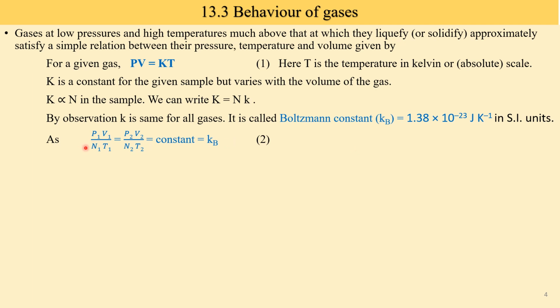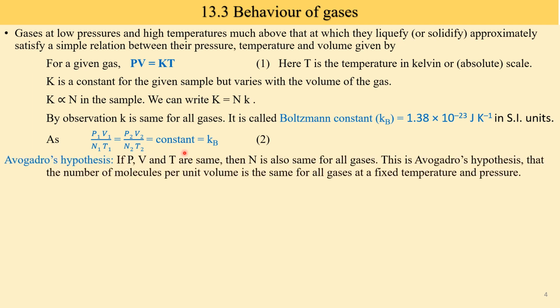Therefore, we can write P1 V1 divided by N1 T1 equals P2 V2 divided by N2 T2, which is equal to a constant, that is equal to the Boltzmann constant k subscript B, because the value of k is the same for all gases. Hence we relate them as P1 V1 / N1 T1 = P2 V2 / N2 T2, which is constant. Let it be equation 2.